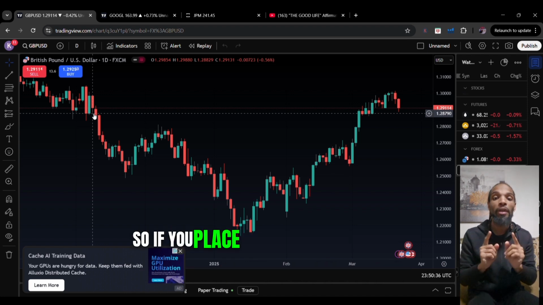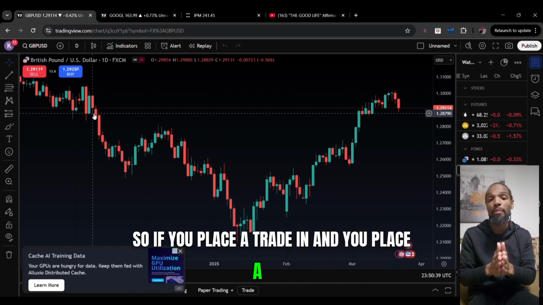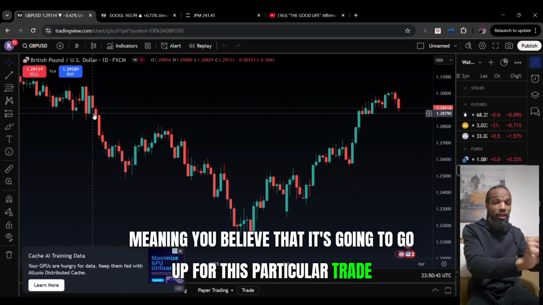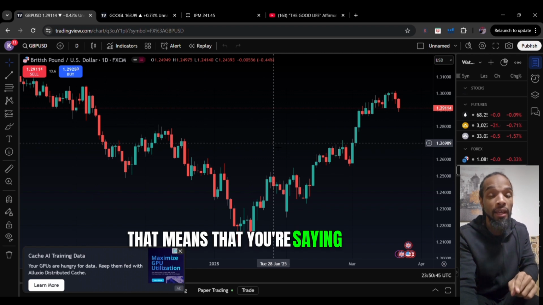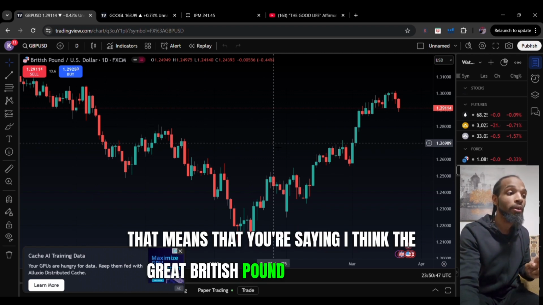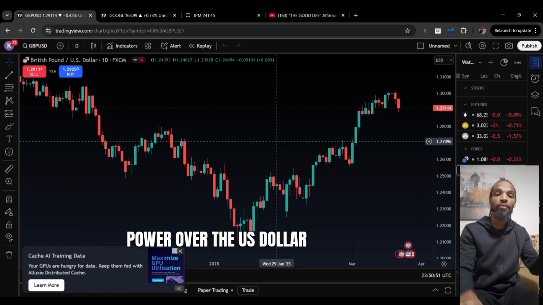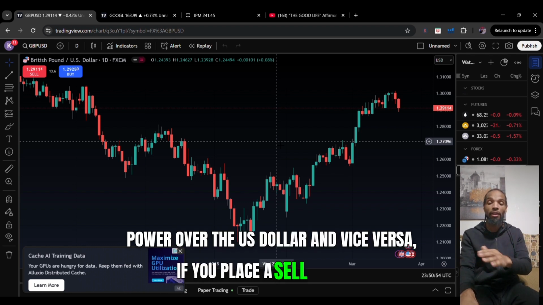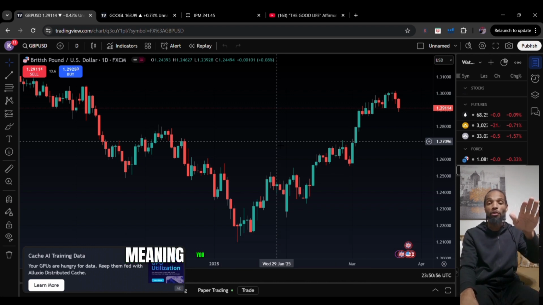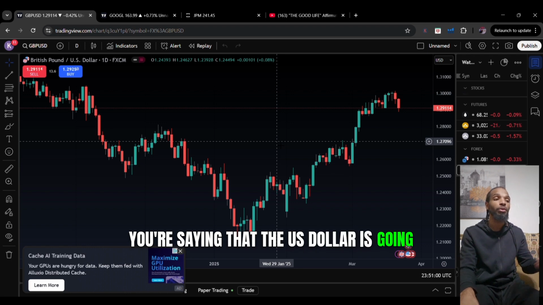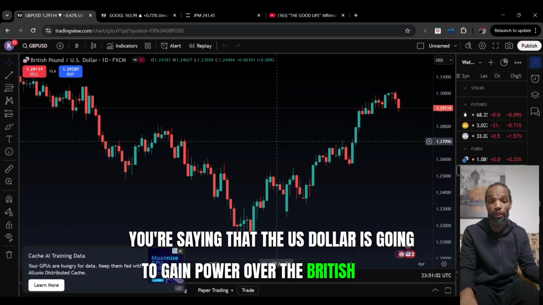So if you place a trade and you place a buy, meaning you believe it's going to go up for this particular trade, that means you're saying, I think the Great British pound is going to gain power over the US dollar, and vice versa. If you place a sell or a put, meaning you believe it's going to go down, you're saying that the US dollar is going to gain power over the British pound.